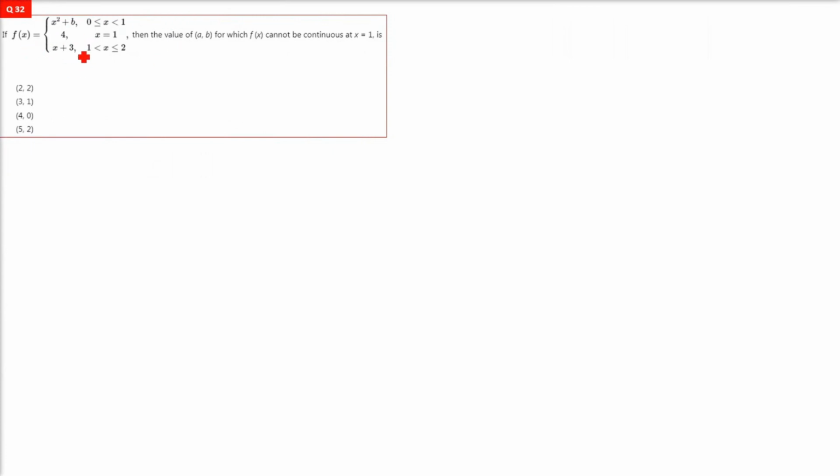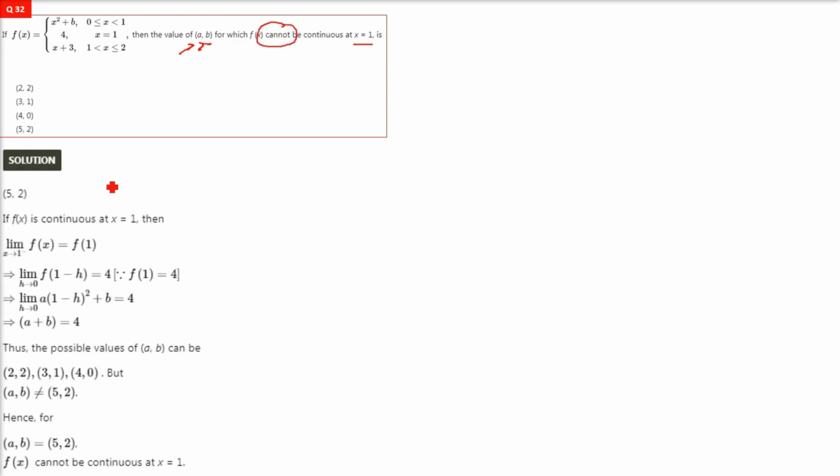If f(x) is these three functions, one is a constant function which is 4, then for which pair (a, b) can f(x) not be continuous at x equals 1? Please remember they are asking cannot be continuous. They are not asking can be continuous. So we have to select by rejecting. So these are the points: we have 0, 1 and 2.